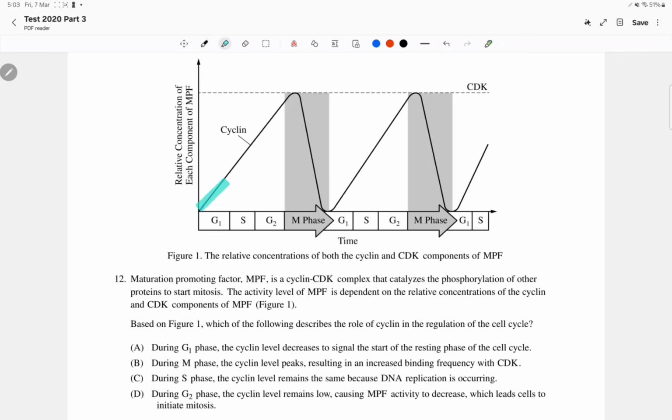So cyclin is fluctuating. One time up, one time down, and so forth. But CDK is always there. Constant. So MPF is what? It is a cyclin-CDK complex, which phosphorylates other proteins to start mitosis. The activity level of MPF depends on the relative concentration of the cyclin and CDK. Based on figure 1, which of the following describes the role of cyclin in the regulation of the cell cycle?